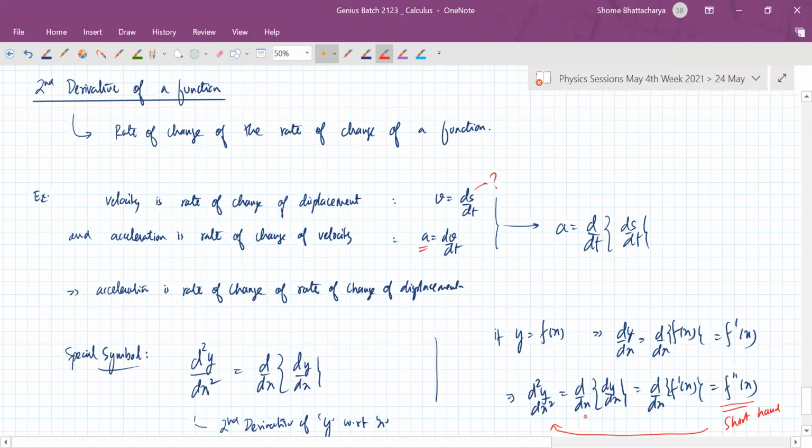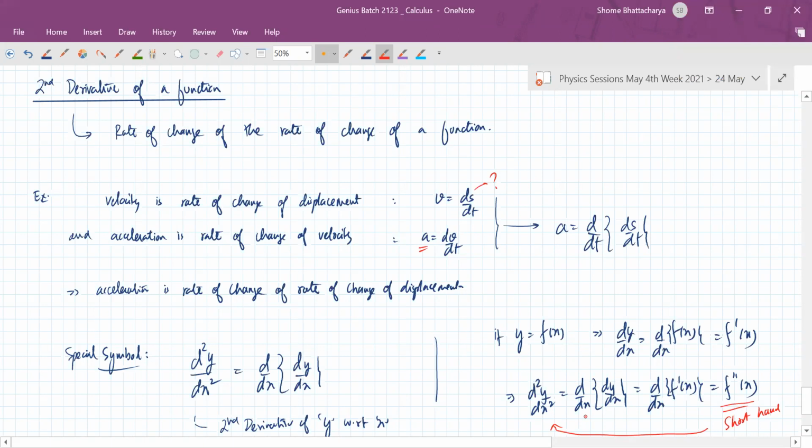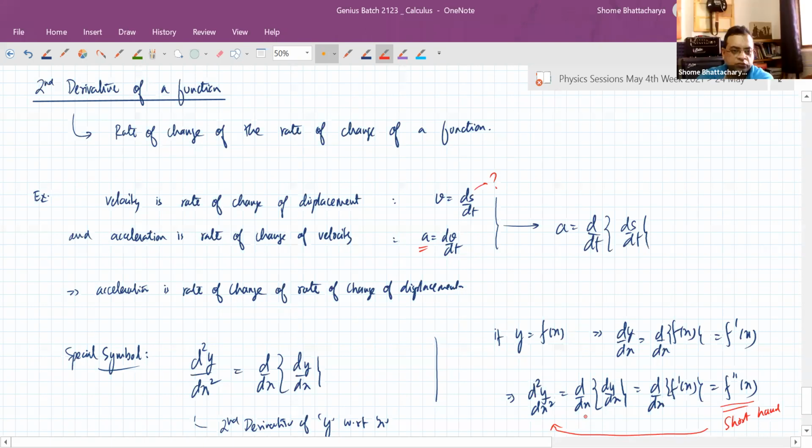So we can directly say it is the rate of change of slope, right? Yes, very good. That's correct. In terms of a graph, if the original function has its slope changing in a certain way, then the rate of change of that slope is nothing but the second derivative.